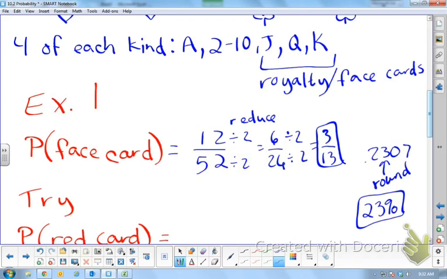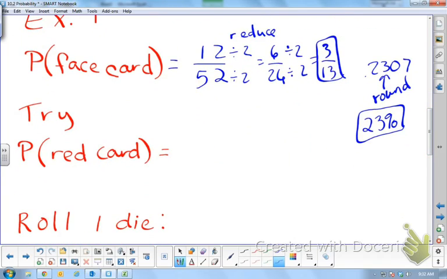So I want you guys to try a problem really quick. We are still working with cards. The roll 1 die is information for later. That is not part of the try problem. The try problem is just the probability of getting a red card when you pull 1 card from a deck of cards.